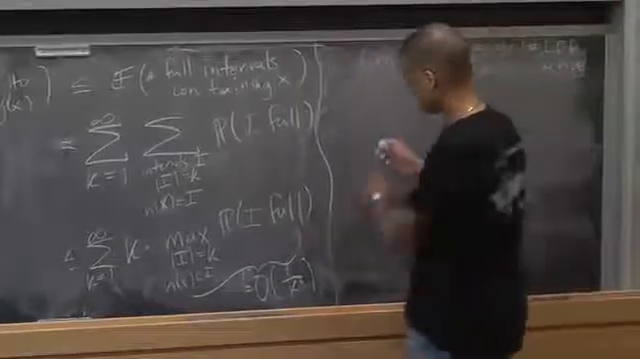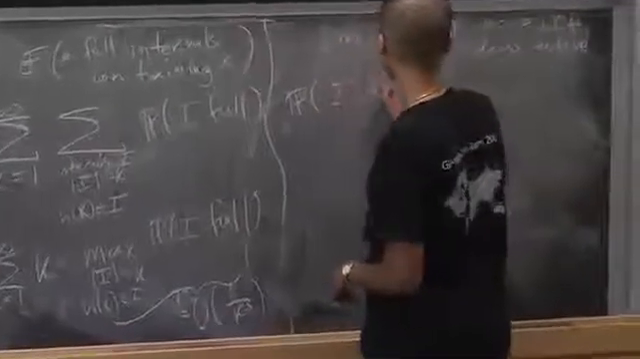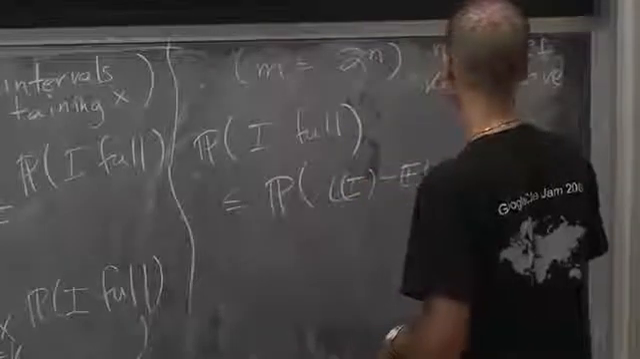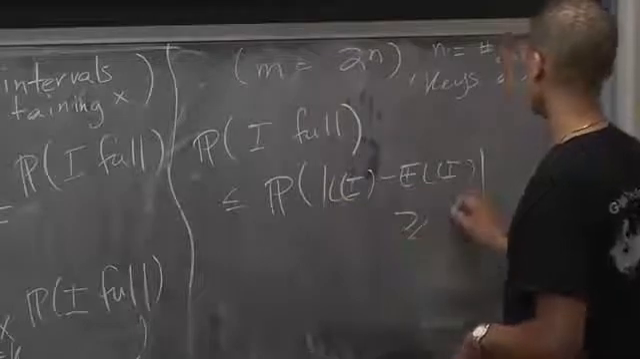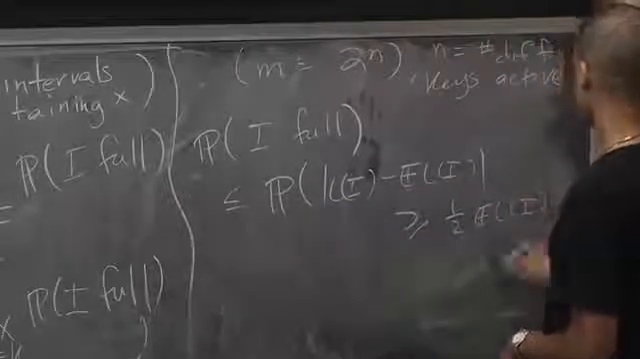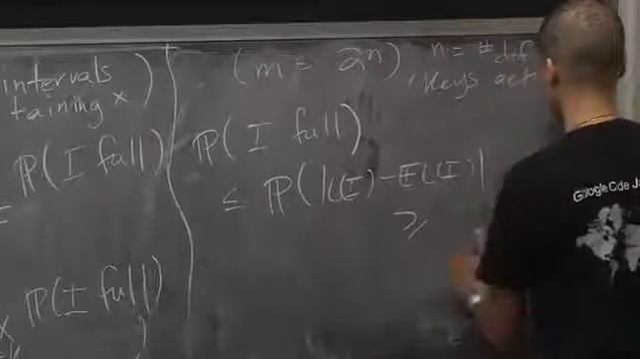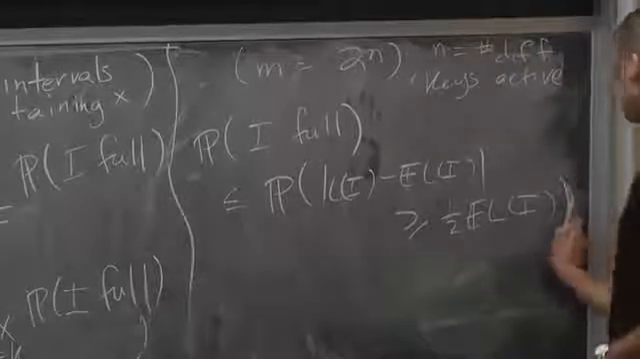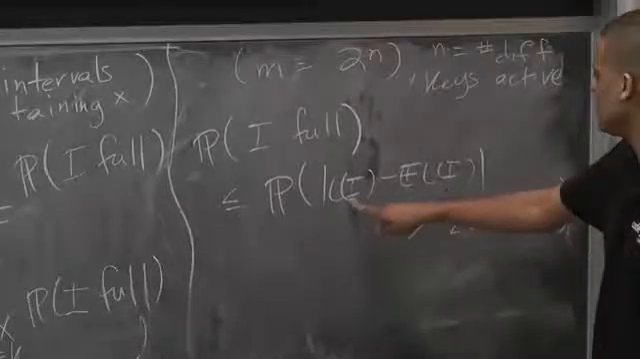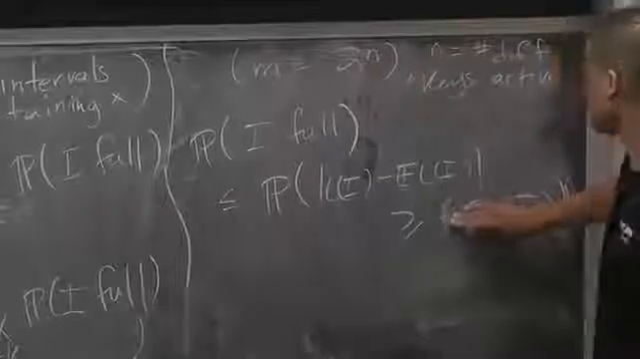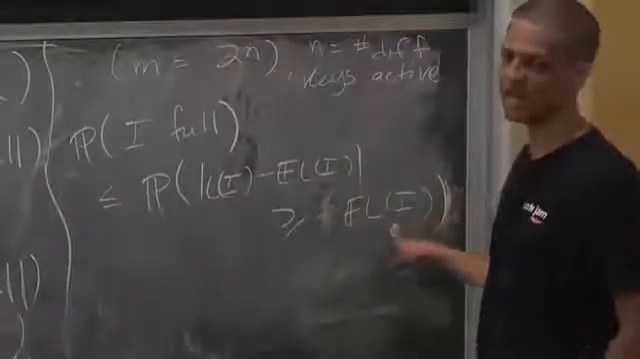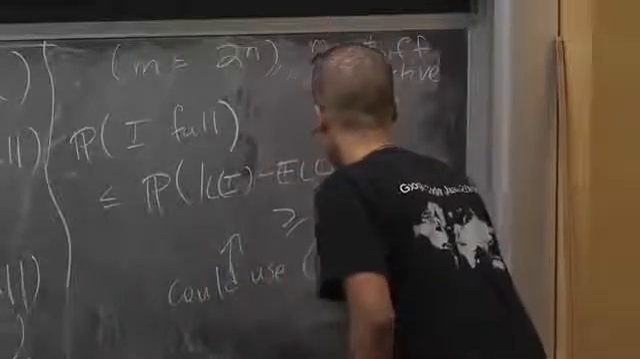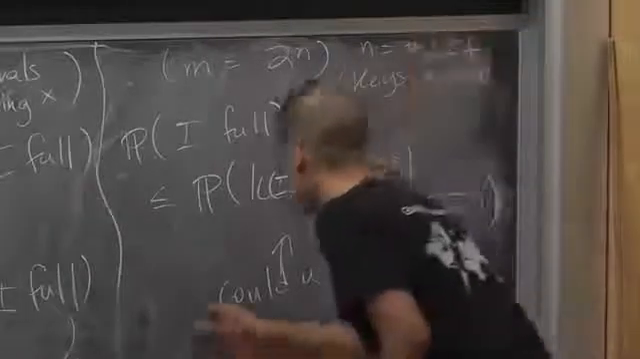So the probability basically that I is full is at most the probability that L of I minus the expectation of L of I is bigger than 1/2 the expectation of L of I. Something like that. Or bigger than k over 2. People see what I'm saying here? That's k over 2. So we had to deviate from our expectation by the expectation itself. So the expectation is k over 2, and we're at k, so we deviated from the expectation by k over 2. And we could use Chernoff, but it needs independence.